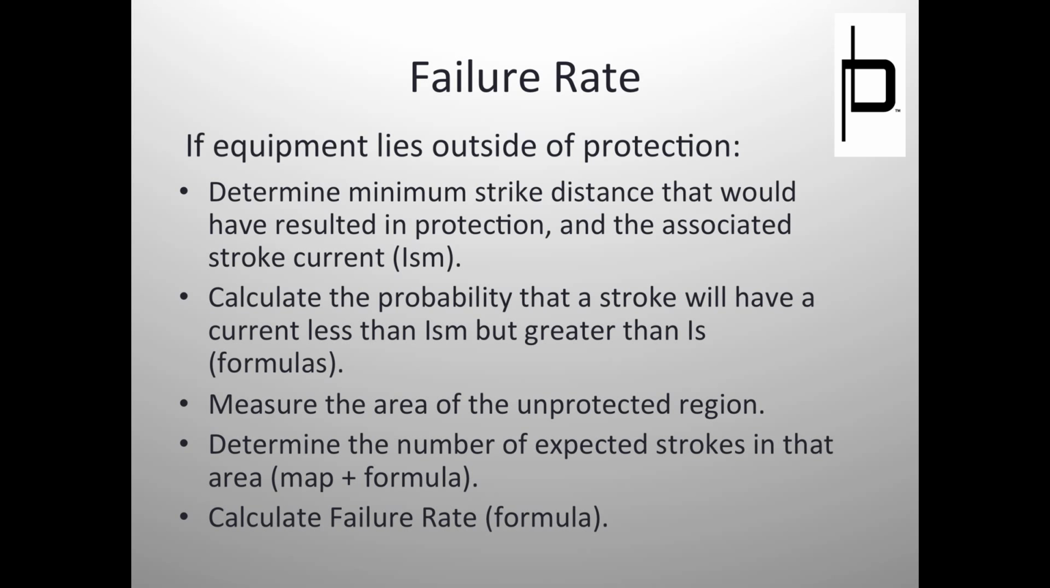A failure rate calculation will show us exactly how many strikes we can expect for that area, and then we can make a determination whether we need to add shielding protection or not. So to do that calculation, if the equipment lies outside of the protection, then you want to determine the minimum strike distance that would have resulted in protection. Remember, our sphere was defined as the worst case sphere, the smallest sphere.